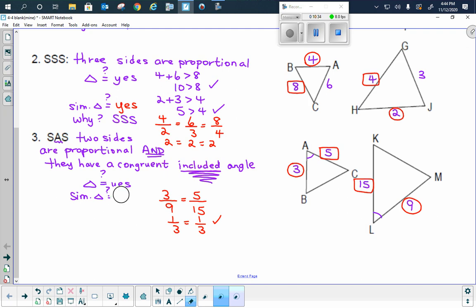Okay, so we have now answered that those triangles are similar. Okay, so that is a yes. And if somebody asks you why, based on the work that you just did, you're going to say side angle side, SAS, all capital letters. Okay, so those shortcuts are nice and handy to help us out.